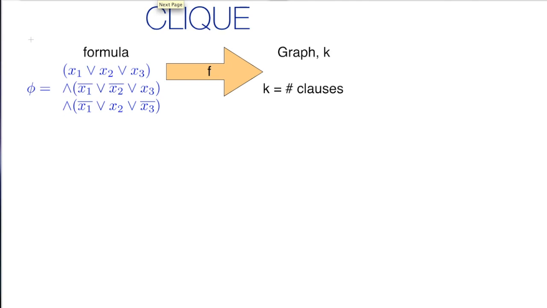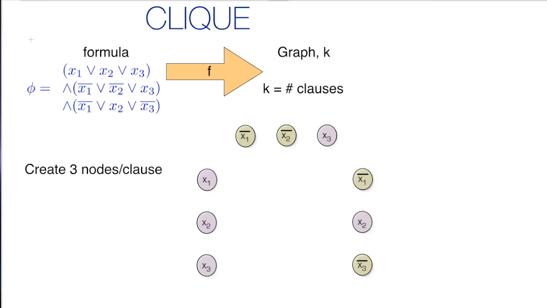So here's what the gadget is going to be. If this formula has k clauses, we are going to turn it into a graph and a k. Here's basically how it works. For each of these clauses, we are going to create 3 nodes. So for example, x1, x2, x3, x1, x2, x3. Here was not x, not x, not x3, and so on.